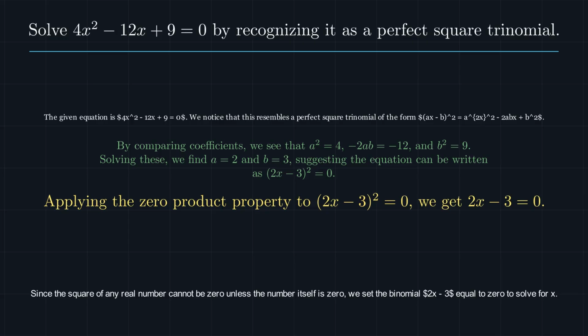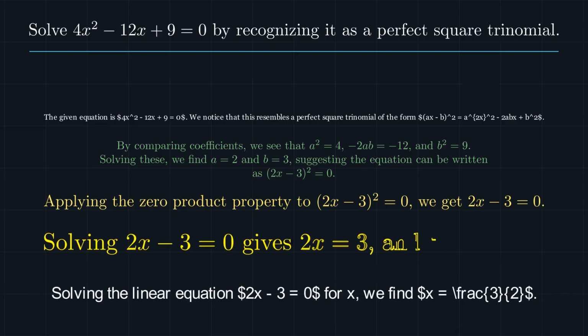Since the square of any real number cannot be 0 unless the number itself is 0, we set the binomial 2x minus 3 equal to 0 to solve for x. Solving the linear equation 2x minus 3 equals 0 for x, we find x equals 3 over 2.